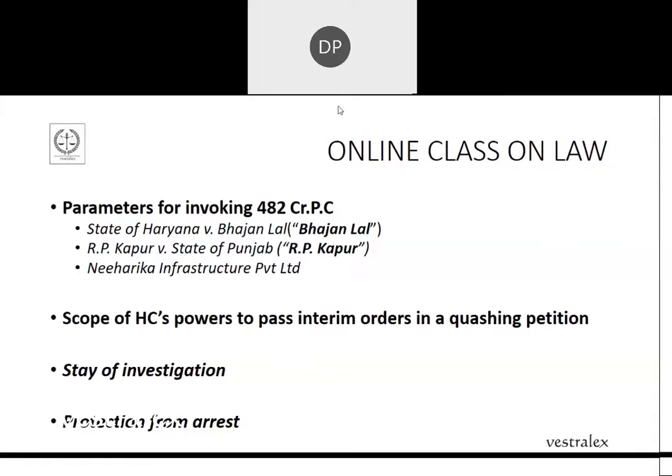Error apparent on the record of the case; number 2, sheer clear abuse of process of law; third, gross miscarriage of justice. Then only the High Court can interfere under 482. Then there are 2 aspects: where only an FIR is registered and investigation is there, whether a 482 petition can be entertained. If the High Court is convinced on these 3 grounds, otherwise the normal law is that even the High Court or Supreme Court cannot interfere in the investigation.